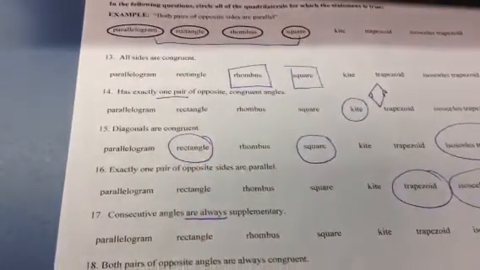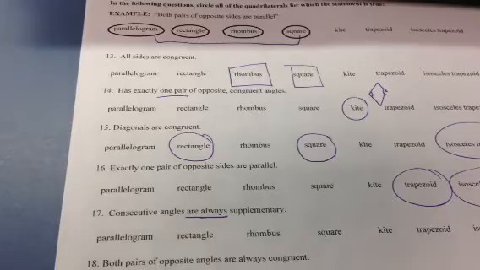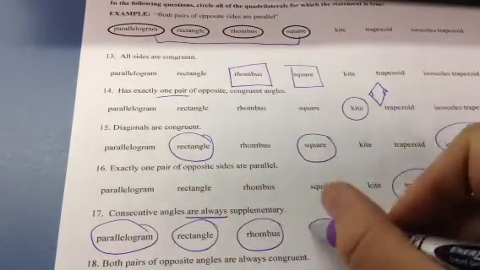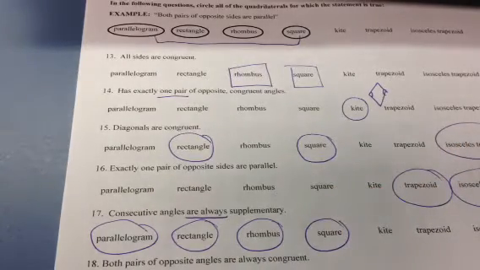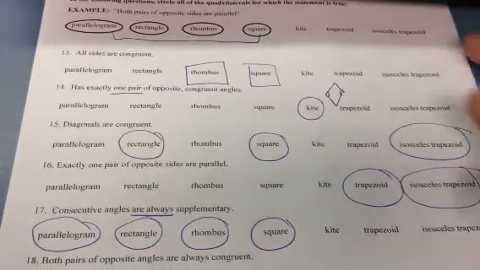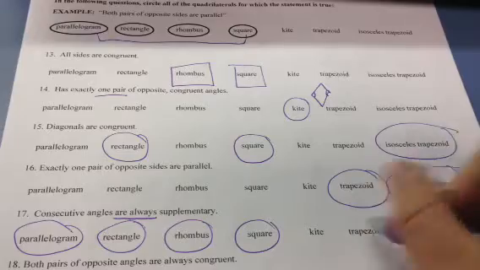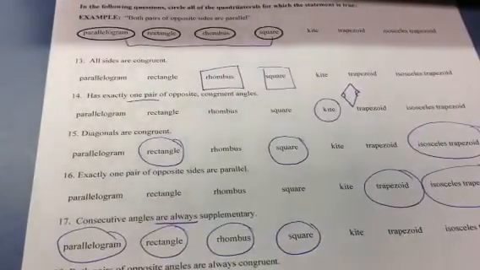All right, so 17, consecutive angles are always supplementary. So not can be supplementary, but are always supplementary. So that's going to be all of our parallelograms. Now, you might be thinking about the trapezoid, but if you think about a trapezoid, it has pairs of consecutive angles that are supplementary, but not all four going all the way around. So that's why we wouldn't circle any of our trapezoids for that.